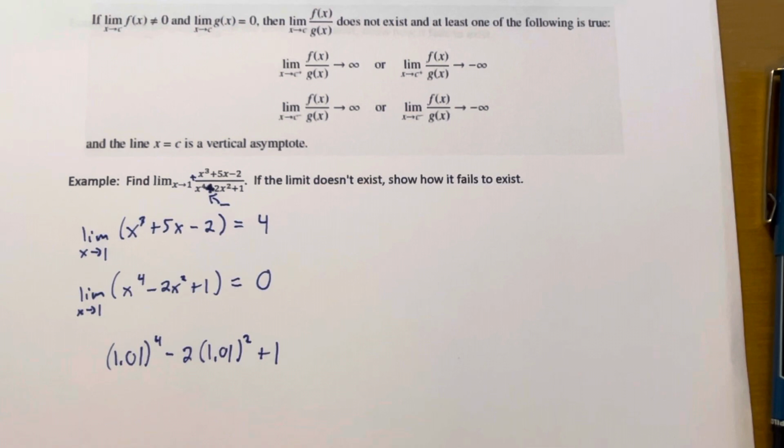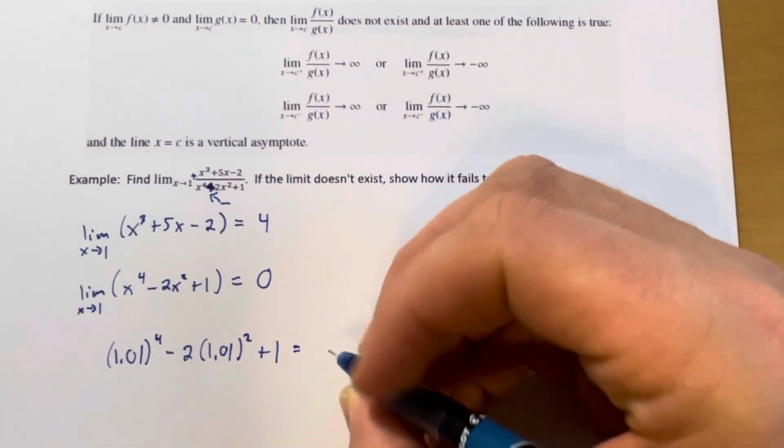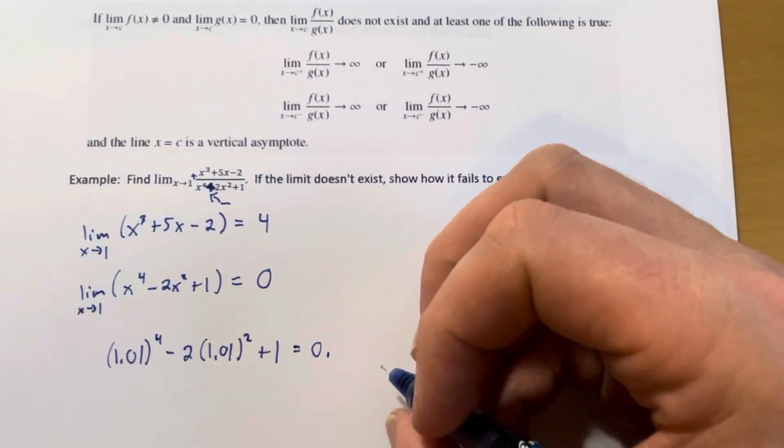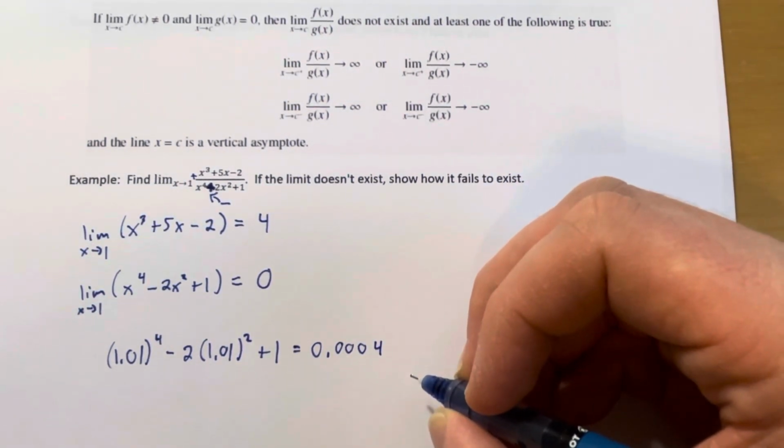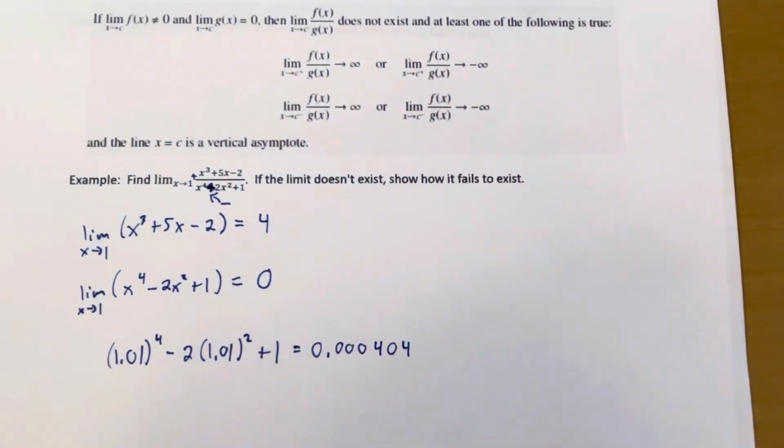I meant to do this one in advance and I didn't, so I'm going to try plugging that into my calculator here. I'm going to see what I get off to the side. 1.01 to the fourth minus 2 times 1.01 squared plus 1. So I get a very small number as we're expecting, in the sense of it being close to 0, but it's positive. I get 0.000404. Okay? In fact, if I were to be plugging in numbers that are even closer to 1, but still slightly larger than 1, I still get a positive number here.